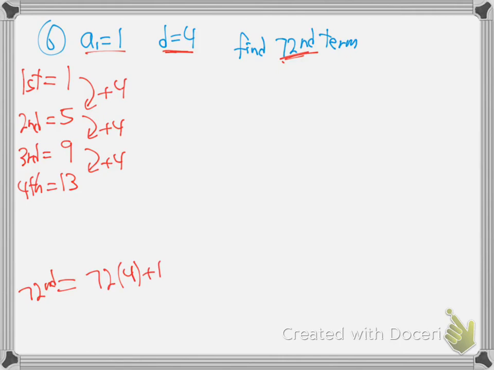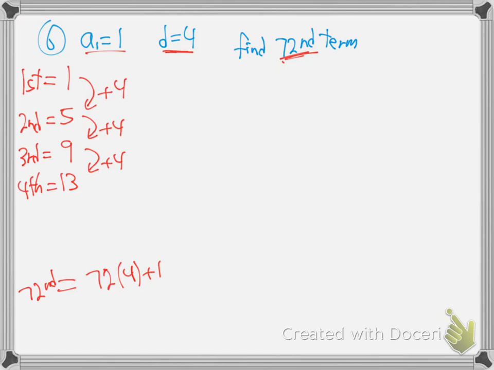Just add the 1. What makes you take 72 times 4? Because you're just adding 4 each time. Yeah. So there's 72 fours. Yeah, you're just adding 4 every time. Right? Does that make sense? Does that make sense what he's saying there?